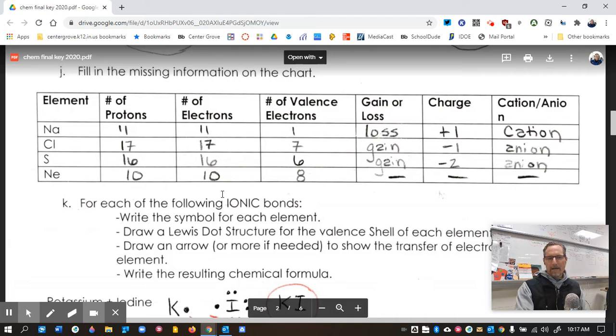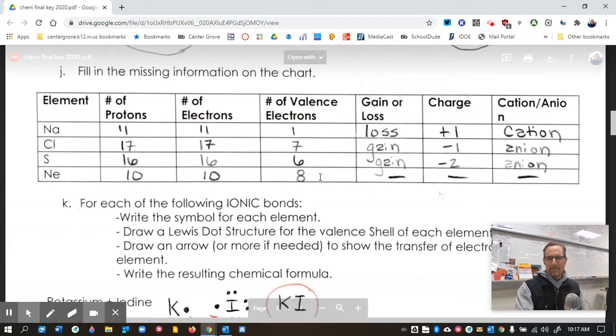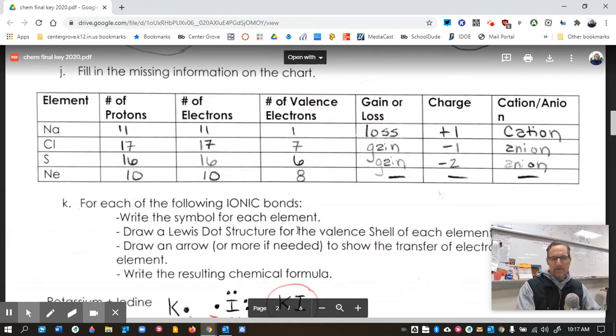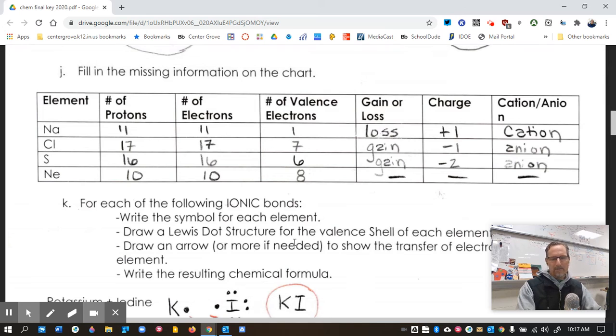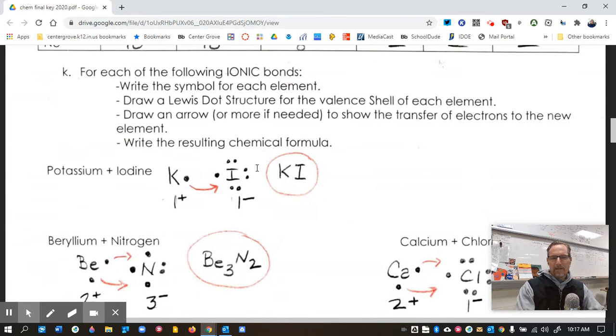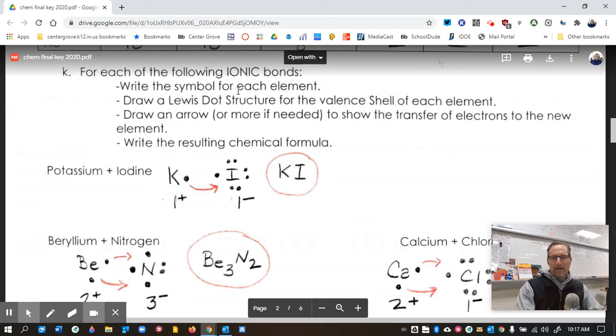Now, neon is already at 8, so it already has a full valence shell. So it's not going to gain or lose. It's not going to form a charge. It's already where it wants to be. It's a noble gas. It doesn't want to associate with anything. It is already full.